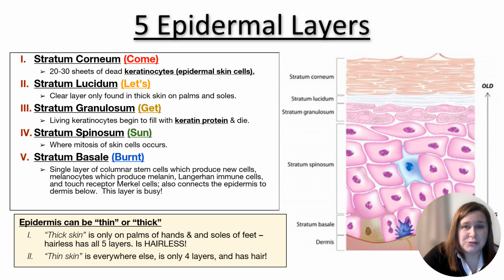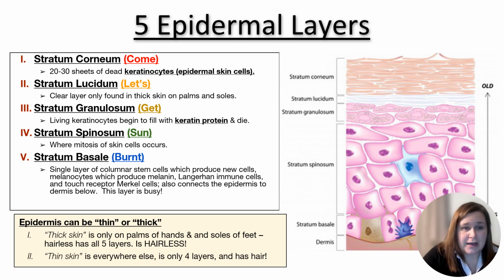We're going to have 5 epidermal layers. We will have the stratum corneum. That's going to be about 20 to 30 sheets of dead keratinized skin cells. Then we will have a stratum lucidum. That is a clear layer found only in the thick skin on the palms and the soles of the feet. Then we will have the stratum granulosum. These are the living keratinocytes. So our living cells that begin to fill with keratin and protein, and eventually as they move on up will die off.